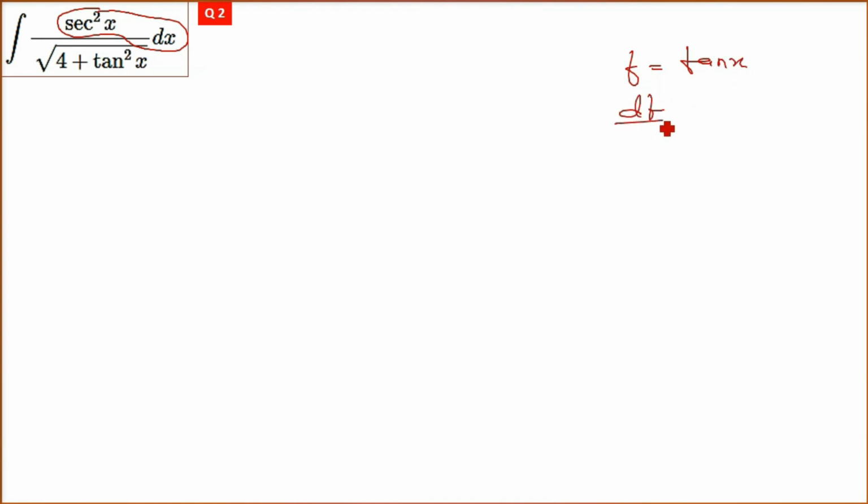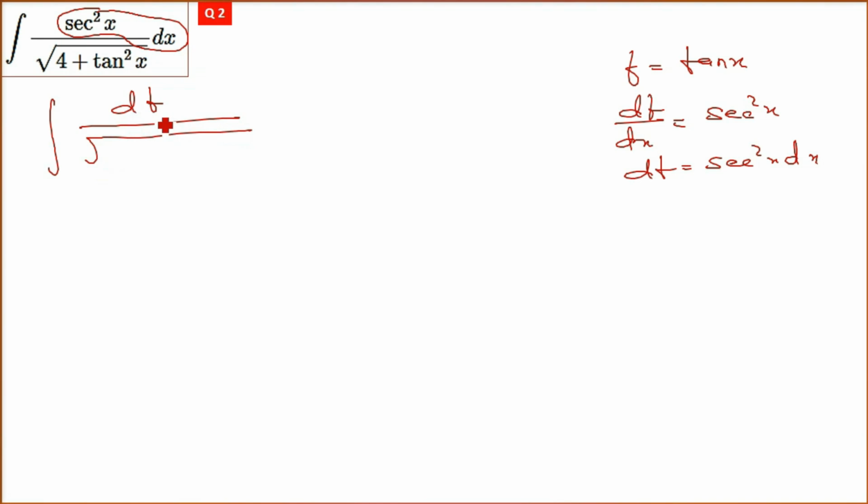So if you put this t equals to tan x, dt by dx will be sec square x. That is, dt will be equal to sec square x dx. We wanted this. So this will be dt divided by under root tan square x plus 4. 4 can be written as 2 square. So just write it like this. We have 2 square and this tan square x. So this tan x was t, so t square.